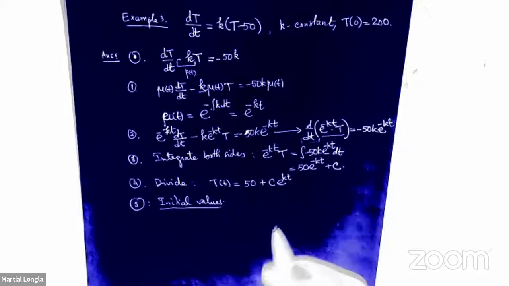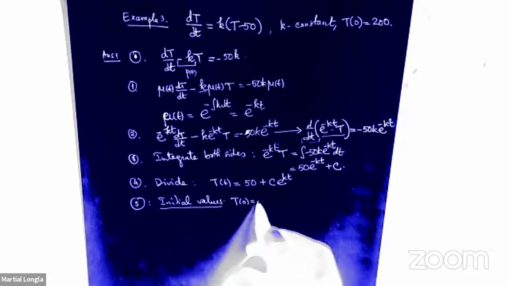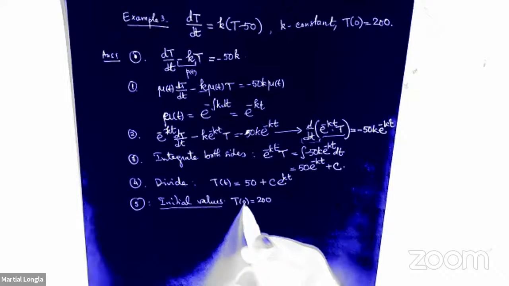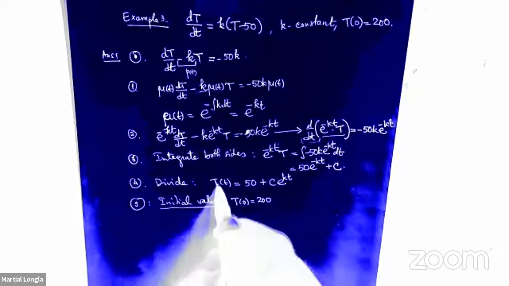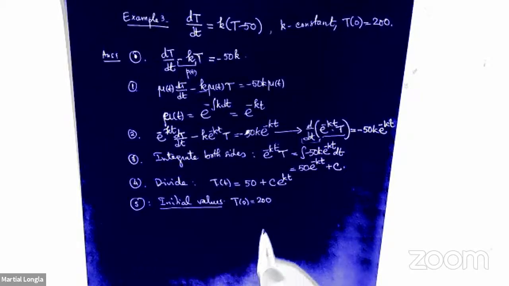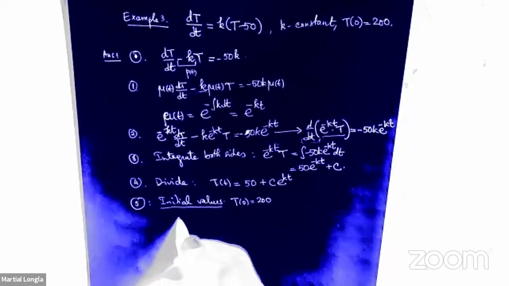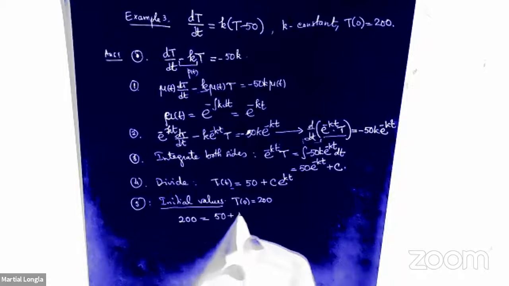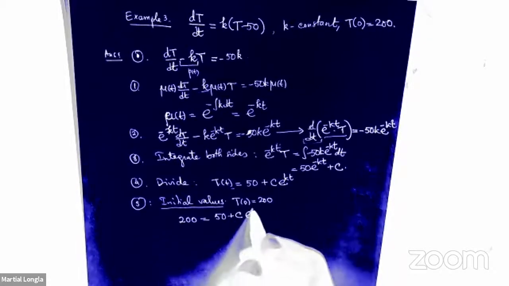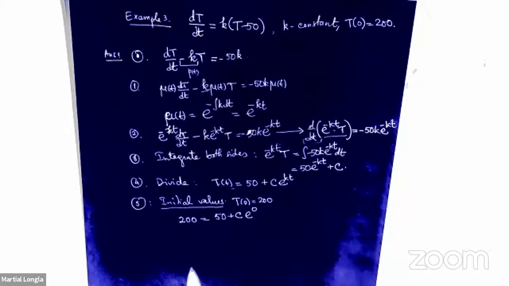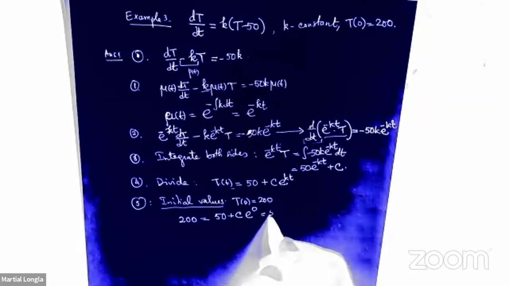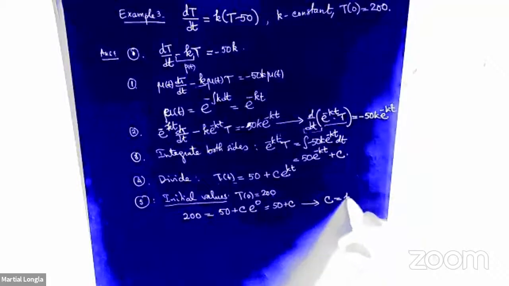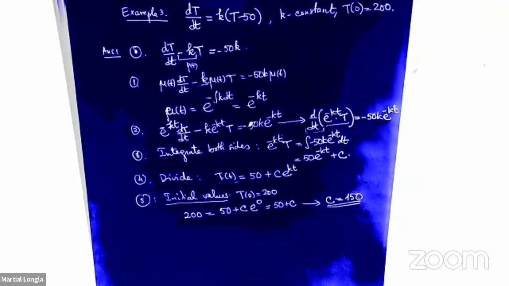All right, the initial value said T of 0 equals 200. So that means plug in 0 for little t and get 200 for capital T. So 200 equals 50 plus C e to the 0 when you plug in t equals 0. And e to the 0 is 1, so that's 50 plus C. And so you solve for C in this problem, you get C equals 150.